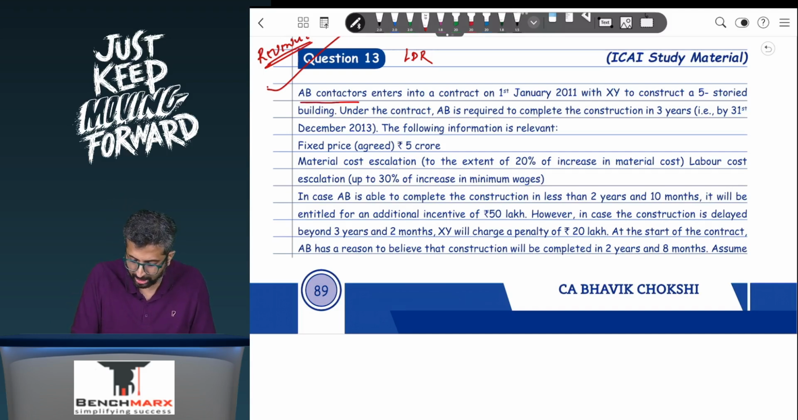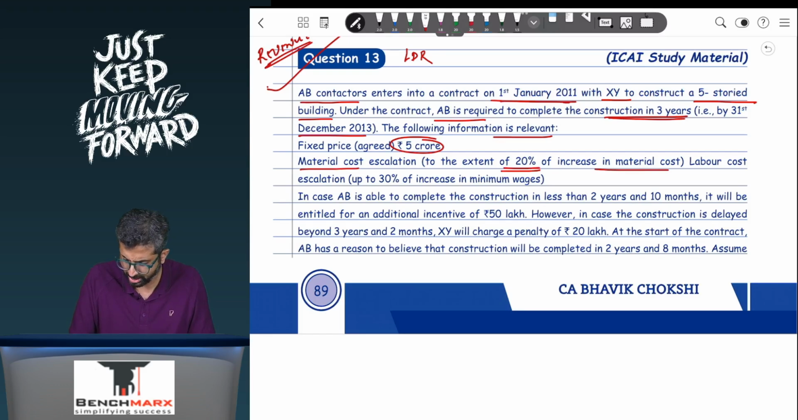Now AB Contractors enters into a contract on 1st January with XY to construct a 5-storied building. Under the contract, AB is required to complete the construction in 3 years, that is by 31st December 13. And the following is relevant. The fixed contract price is 5 crores. Perfect. Should that be taken? Yes. Material cost escalation to the extent of 20% of increase in material cost. So whatever is the increase in material cost, to the extent of 20%. Labor cost escalation up to 30% of increase in minimum wages. Whatever is the increase in minimum wages, 30% of that.